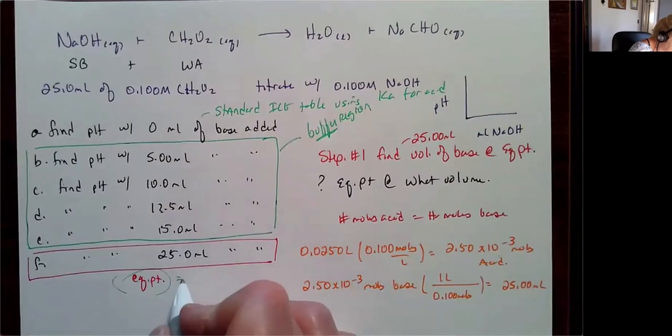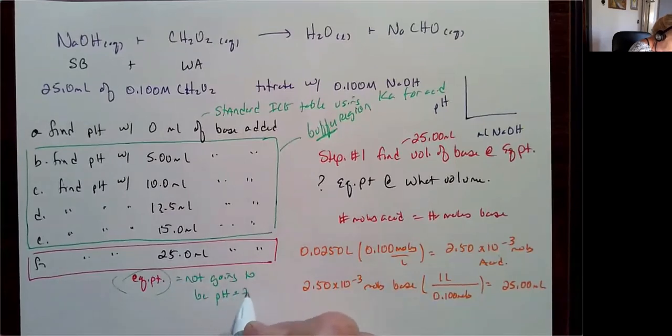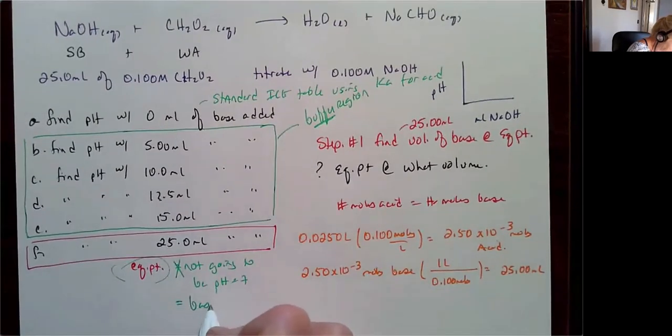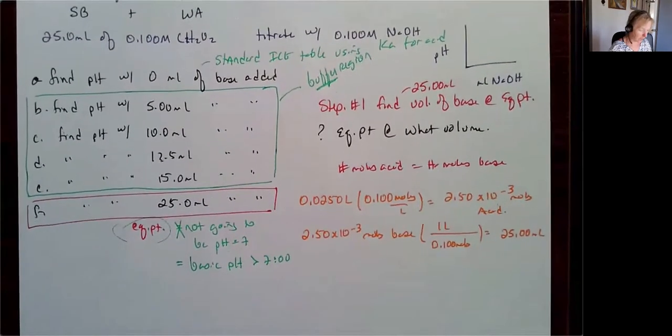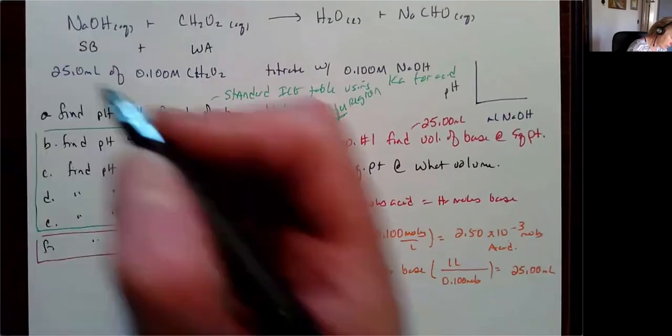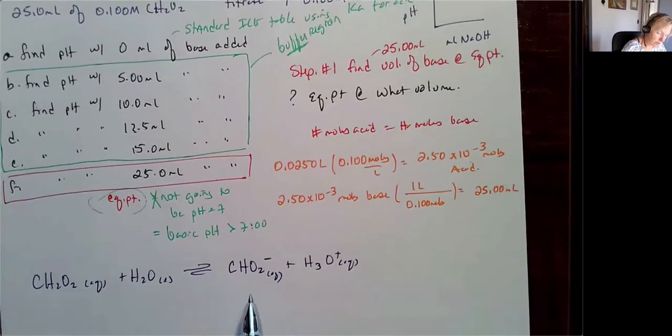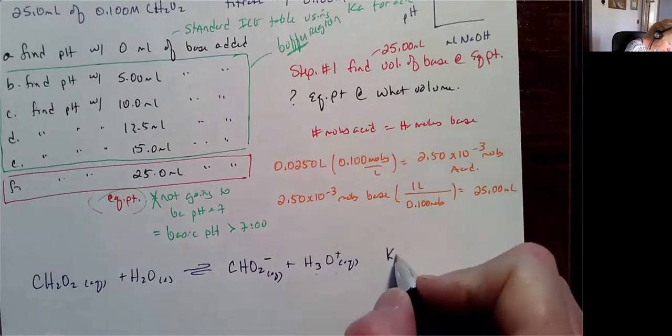This is not going to be a pH equal to 7. It's going to be a basic pH, so it's going to be past 7. I don't know what that is yet. We'll come back to that for calculations. So let's do A first. So my pH is going to be driven by how much of this has dissociated. So I need to look up the Ka for this.